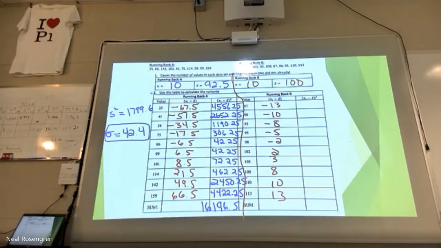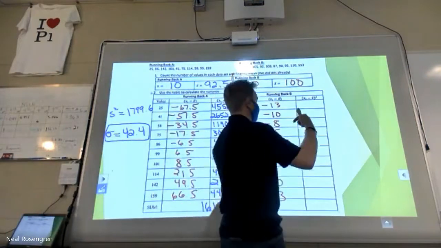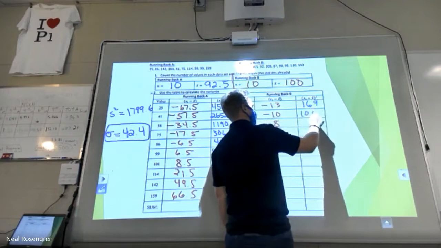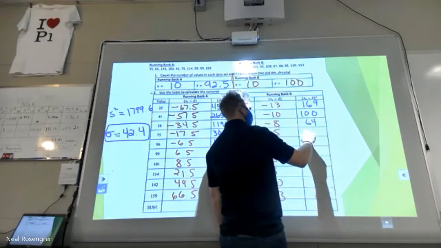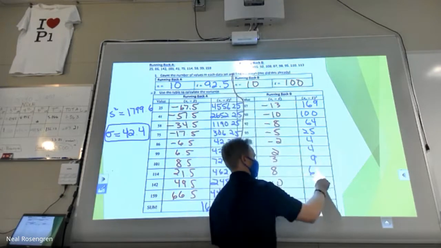And look, before we had numbers like 67 and 51 and 34, 49, 66. We had such big numbers when we looked at the differences. Now my biggest difference is only 13 one way or the other. That was the consistency of the running back. All right, now we've got to square them. Luckily, the numbers are small enough that I know these perfect squares: 169, 100, 64, 25, 4, 4, 9, 64, 100, 169.